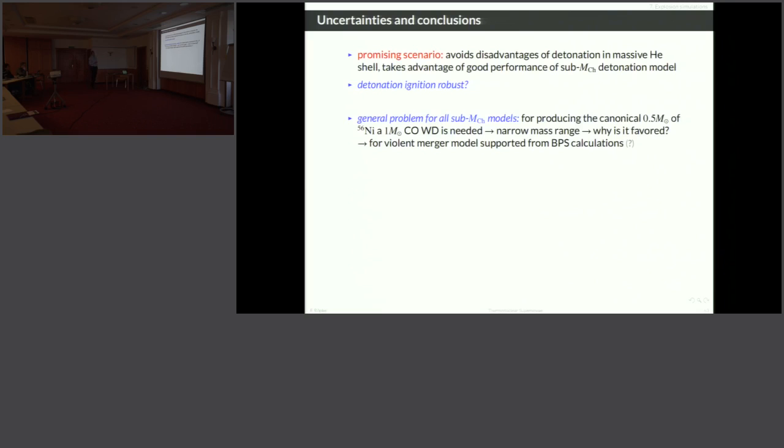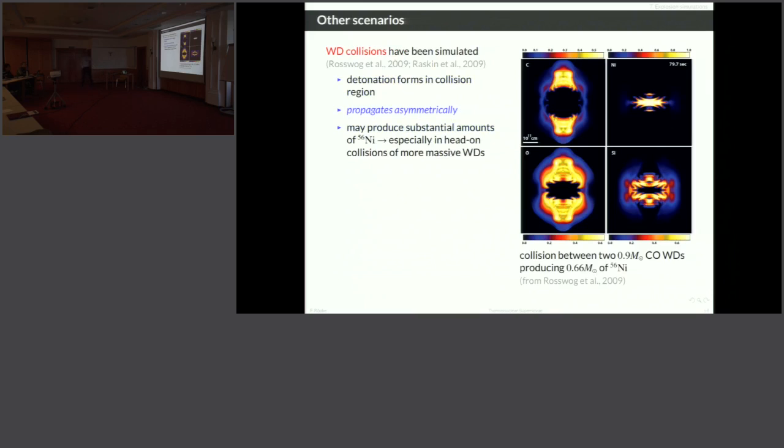So then the question is, why are these CO white dwarfs with exactly 1 solar mass favored? This is not clear, and this is something that the models still have to answer in order to be a viable model for explaining normal type Ia supernovae. The only case where this has been studied was the violent merger model. This was studied with binary population synthesis calculations by Ashley Ruiter. The citation is missing here, sorry for that. She found that by some particular episodes of mass transfer, the masses of carbon-oxygen white dwarfs that produce a peak in the luminosity corresponding to 0.5 solar masses of nickel-56 are actually achieved.